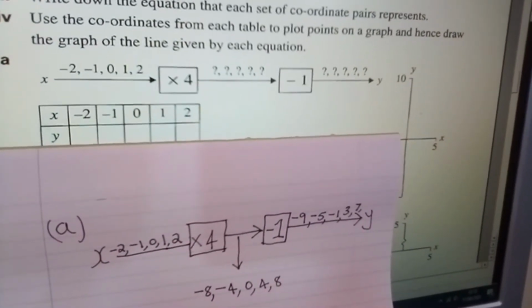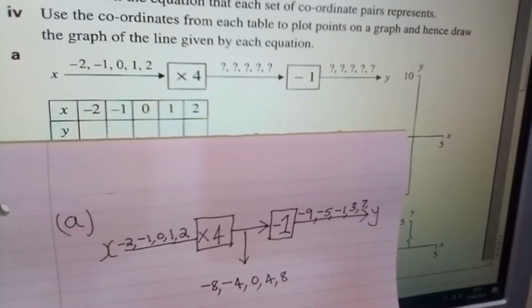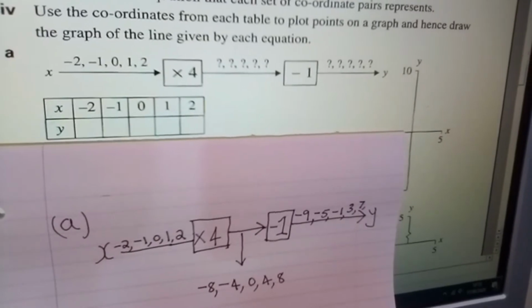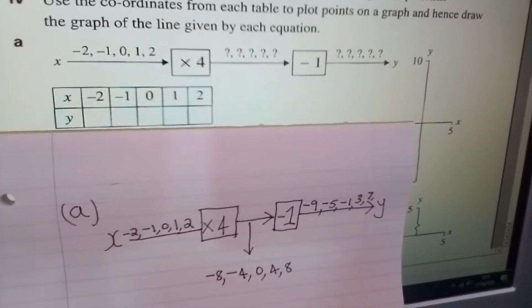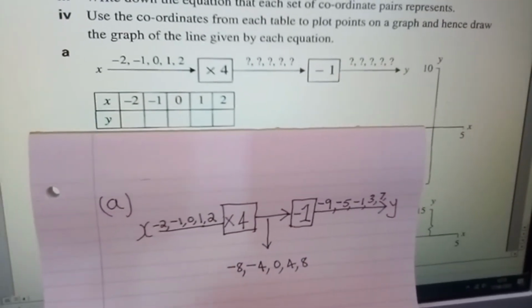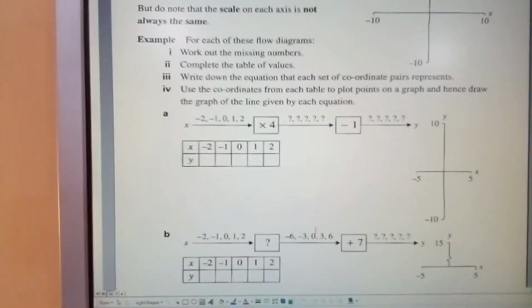Okay, now you can see that I've got -8, -4, 0, 4, 8, and at the end it's -9, -5, which is the value that we would want for y, okay? I'm just doing that to assist you in how we arrive at these values, okay? Let's take that away now.